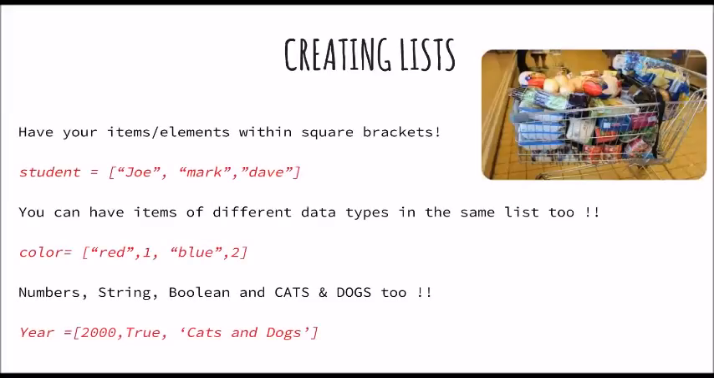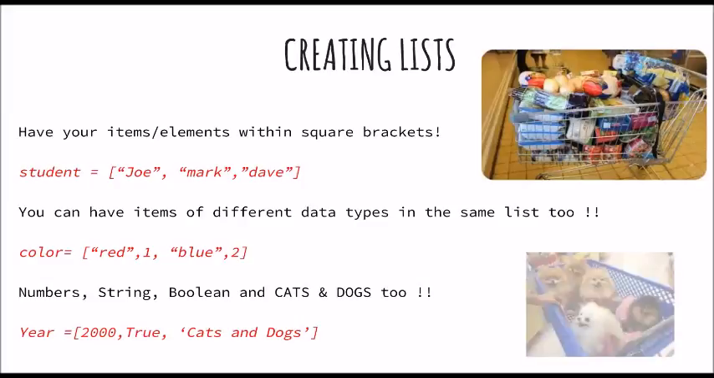Now let's create some lists. To create a list, we put a number of items within square brackets. Just as we have the freedom to put any item in our grocery cart, Python allows us to do the same. Let's create a list named students having student names in it. So now we have a student, Joe, Mark, and Dave, and you can see they are put in square brackets. You can have items of different data types too, like string and numbers, or even Boolean, all in one single list. Even cats and dogs.